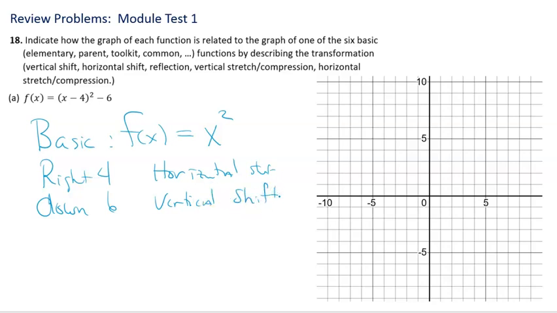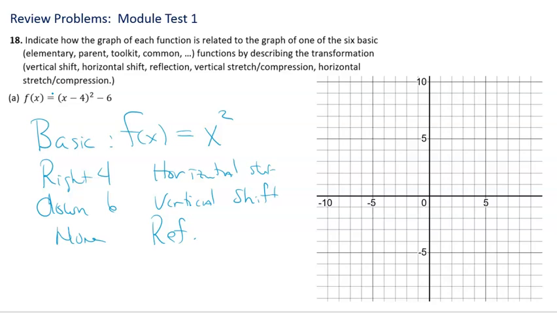Okay. I have not reflected. How do I know that? Because there would have to be a negative multiplied by the x or a negative multiplied by the entire function. So there are no reflections. You know what? There's also no stretch or compression. Why do I know that? Because I'm not multiplying the x by any value or multiplying any value up front.